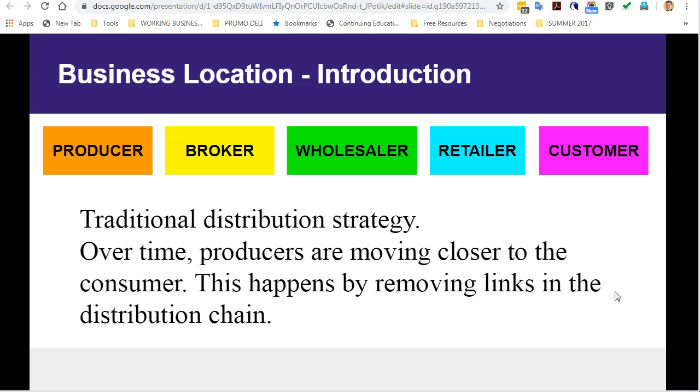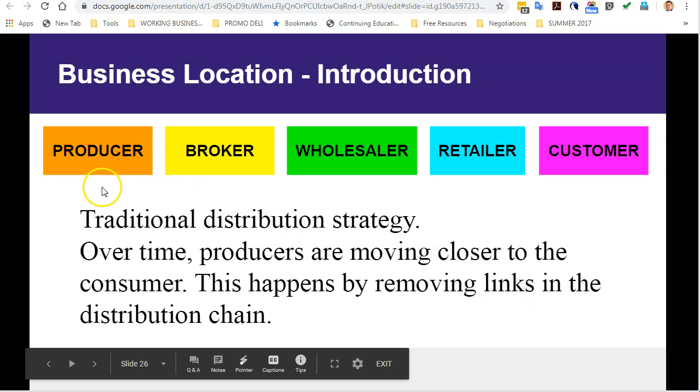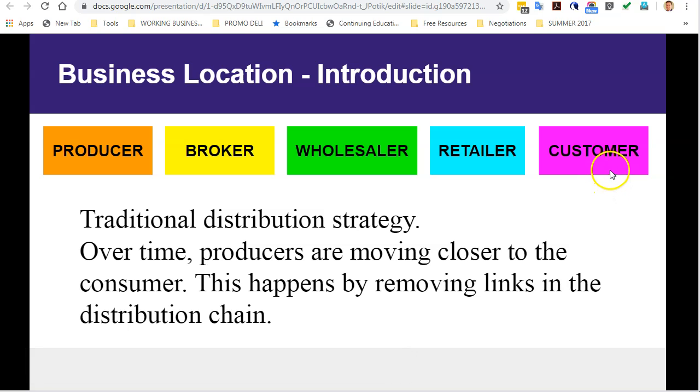In a traditional distribution strategy, you would have the producer, and this is often the business that produces the product or service that the customer on the right would order. In a traditional distribution strategy, the producer might make something. They might hire a broker that would be an agent that would help the business connect with wholesalers and retailers in order to get the customer to be able to purchase the product. So you would have a broker, maybe a wholesaler that would distribute it to local retailers, and the local retailers would offer the product or service where customers would purchase it.